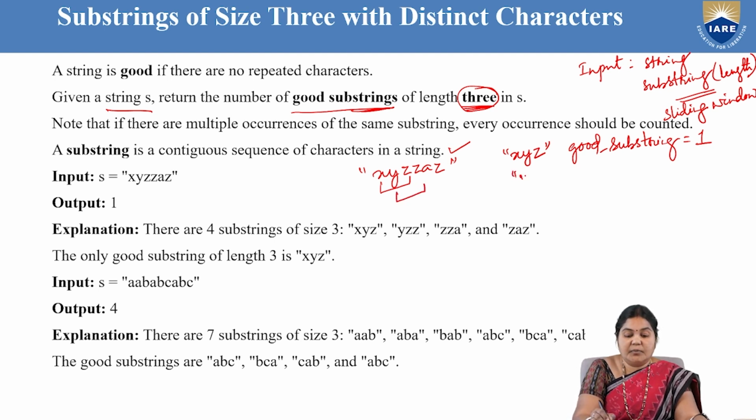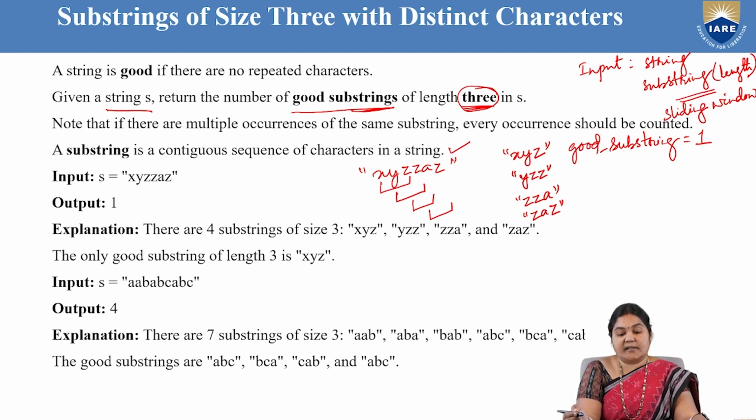Next time Y, Z, Z is my substring. Now there are repeated characters, so it is not a good substring. So we will not increment the good substring variable. Next time it is Z, Z, A. So again repeated character is there. So I will not increment my good substring. Next time it is Z, A, Z. So it is also containing repeated character. So it cannot be a good substring. So I am not going to increment my good substring counter.